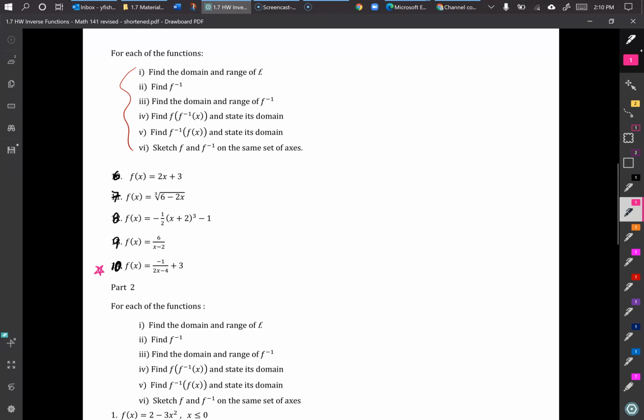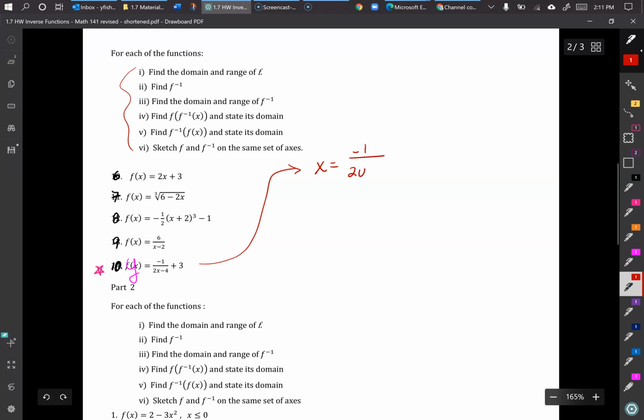So for number 10, I like to replace the f of x with y just because it makes it a little cleaner at first for me. I'm going to do it up here because I have space. Hopefully you did yours on separate paper. So then the y would become x. And then I have negative 1 over 2y, so my x becomes a y minus 4 in the denominator, plus 3 tacked on to the right. So what I want to do is isolate my variable y here.